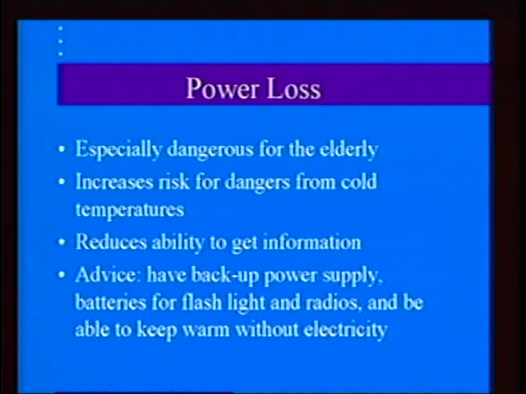So it's important to have battery-operated devices, such as a battery-operated radio and TV, so that you can continue to get information even when the power goes out. So have the backup power supply, the batteries for the flashlights and the radios, and be able to keep warm without electricity. Most of this needs to be done in advance, even before the winter comes. People should have all this stuff prepared so they're not out panicking trying to buy all these things when a winter weather event is coming together.